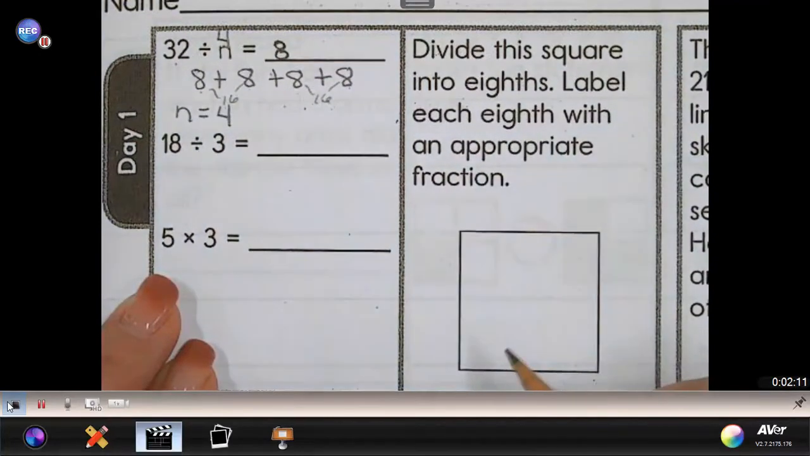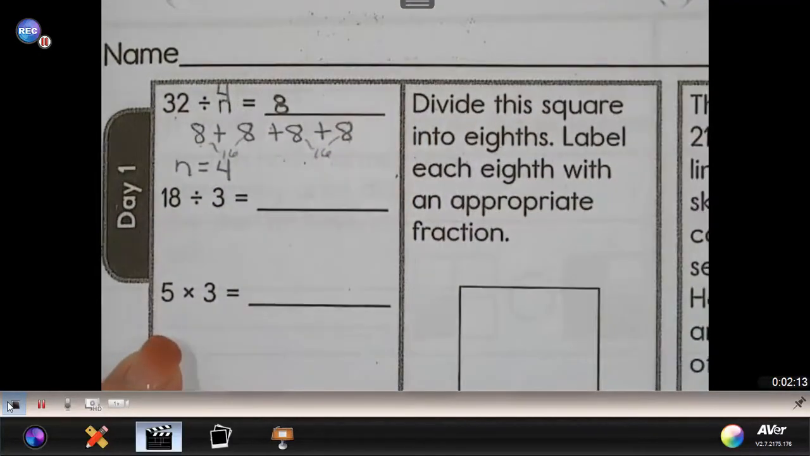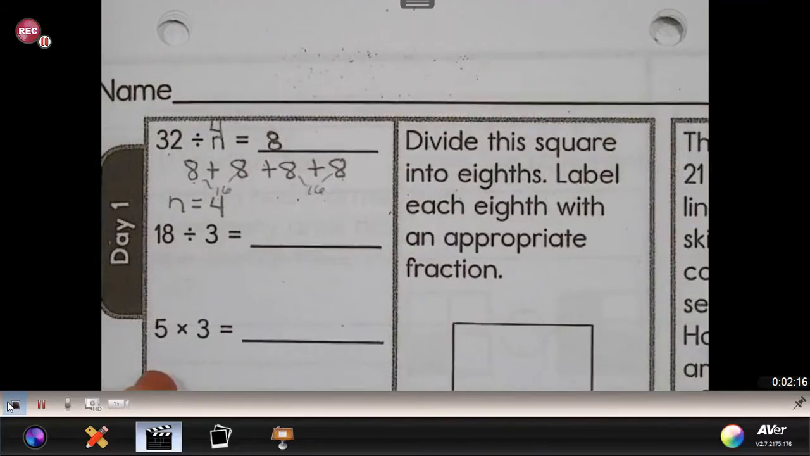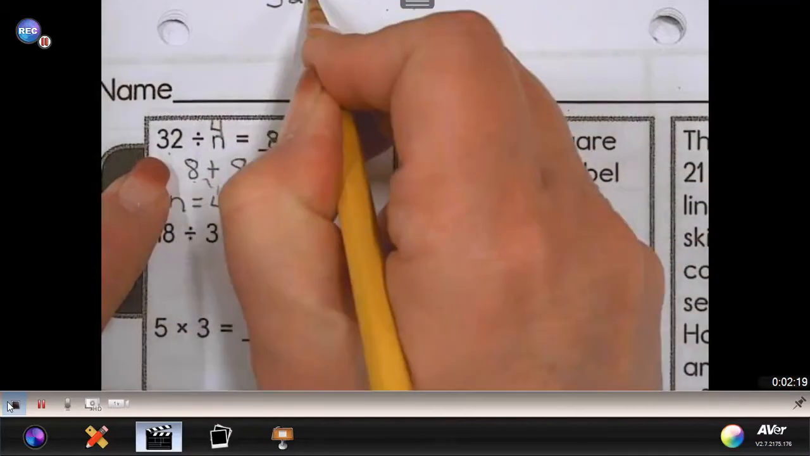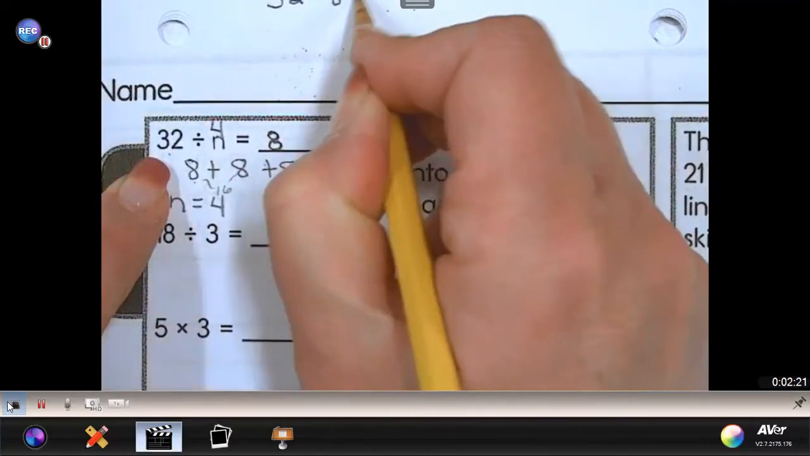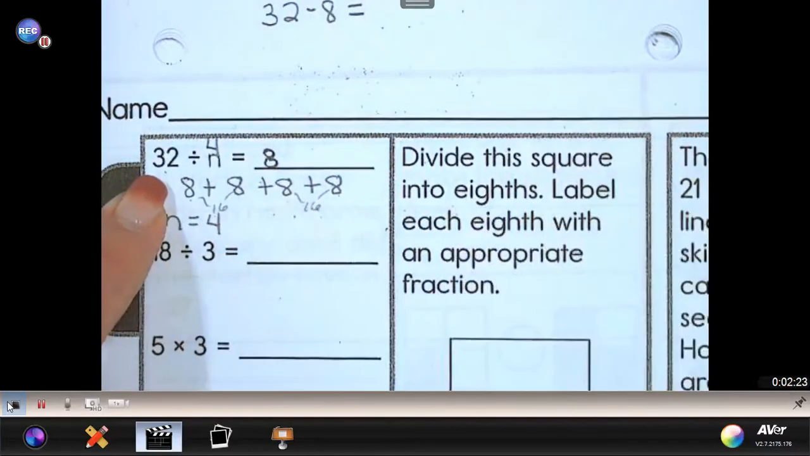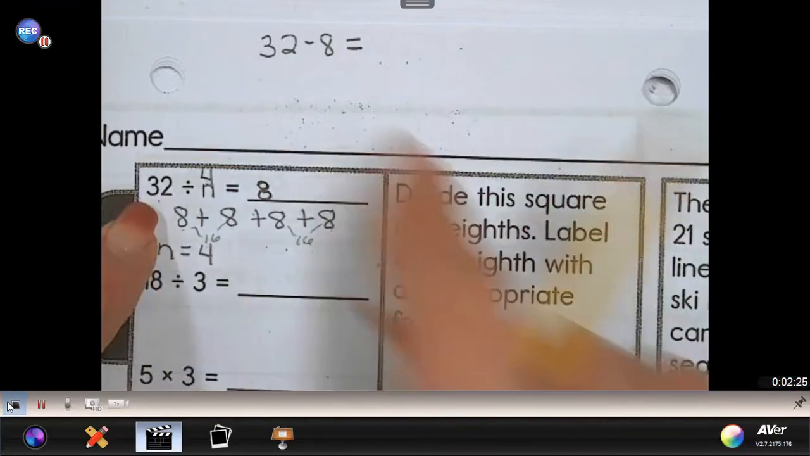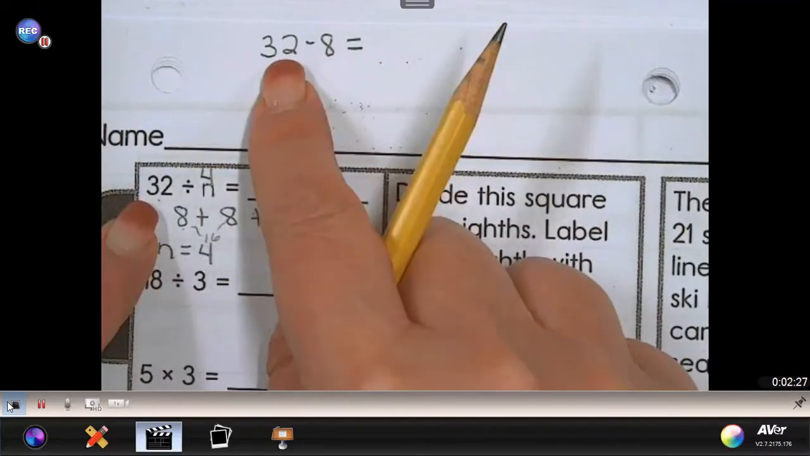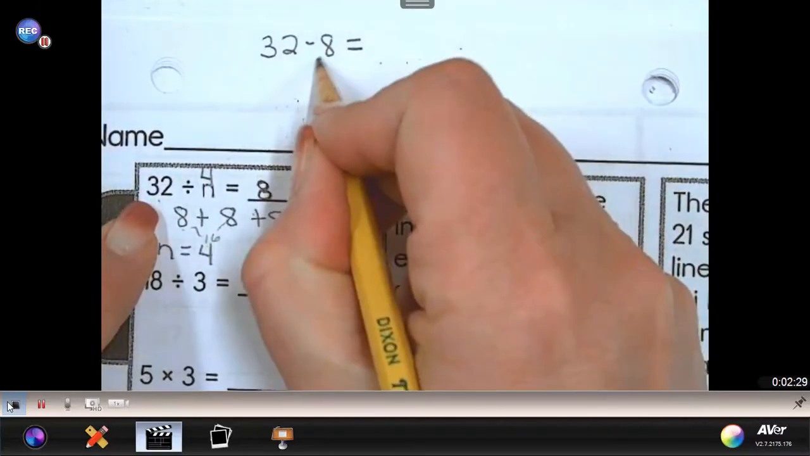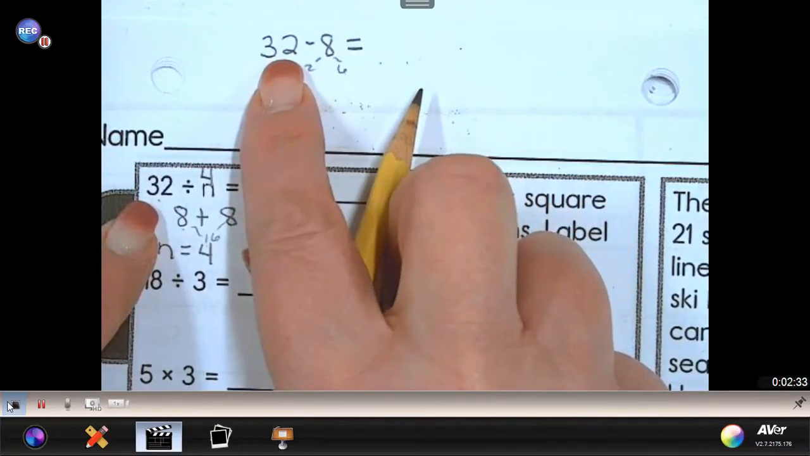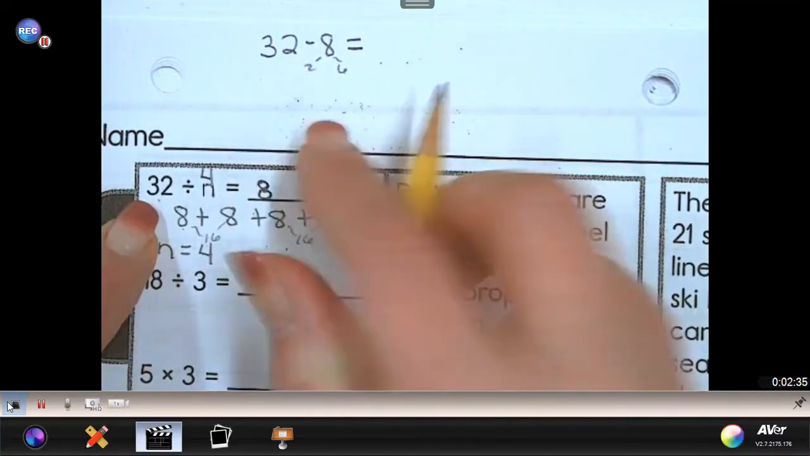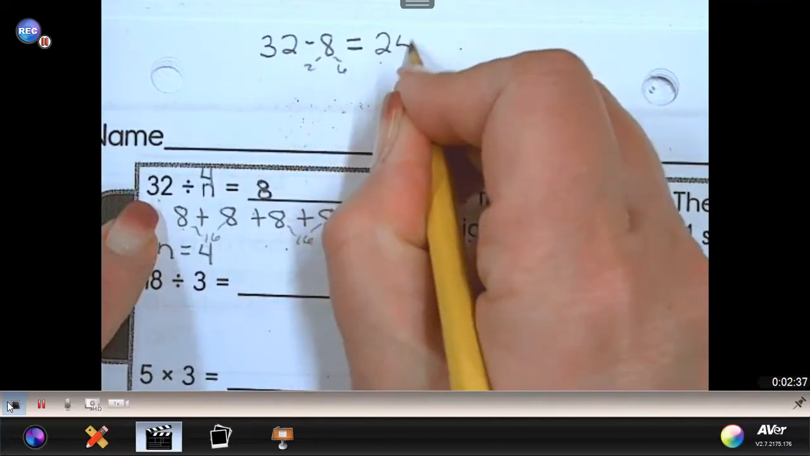Now, there's another way that you could also do this. You could subtract groups of 8 starting with 32. So you really need to know those multiples of 8 so you can subtract. So subtract 8 from 32. Take away 2, then 6. That's the way I like to think of it. Take away 2 from here, that's 30. Take away 6, that's 24.